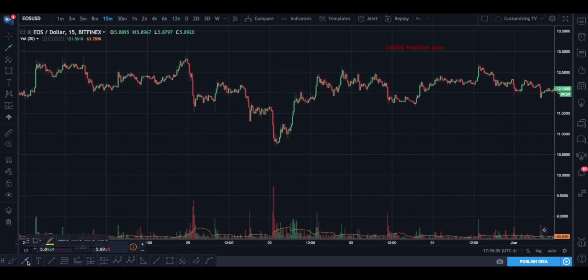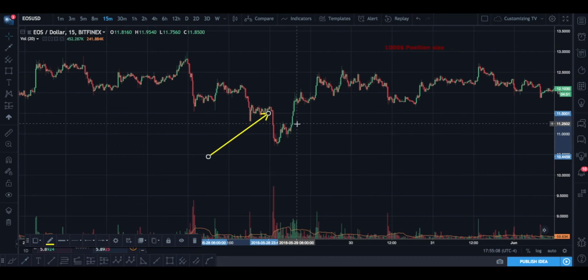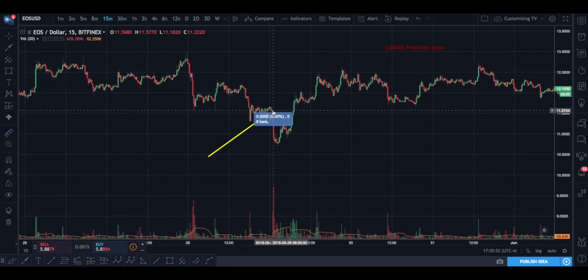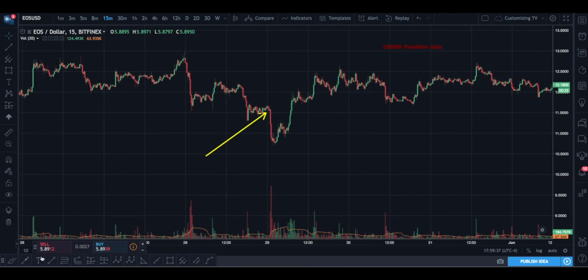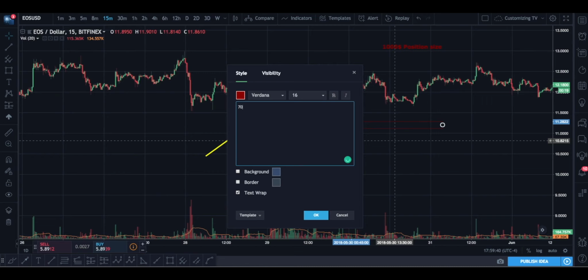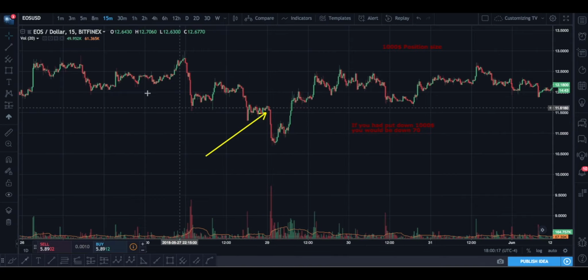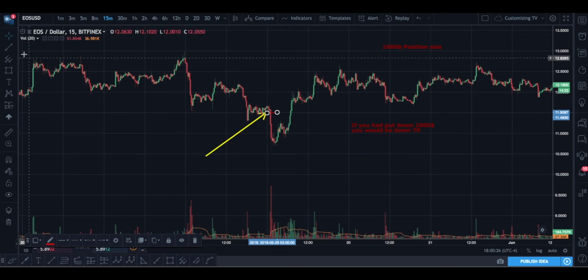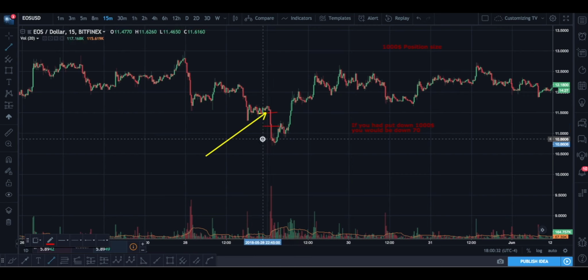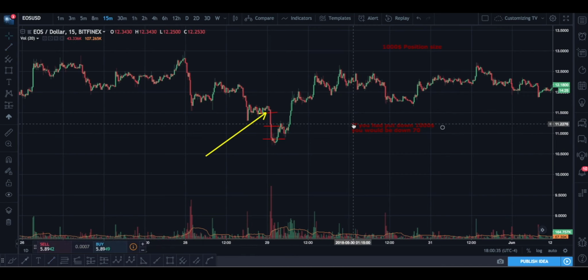So say you bought EOS right here, okay? And it dumps on you 7% like it did, right? 7% of 1,000 is 70, so you're down $70. So let's say if you had put down $1,000, you would be down 70, right? So now let's say that instead you bought $1,000 here at 11.5, you instead bought some here, and a little more here, right? Still using $1,000, nothing has changed.